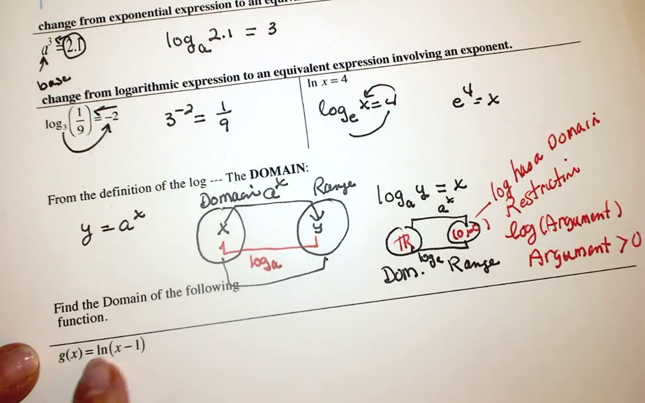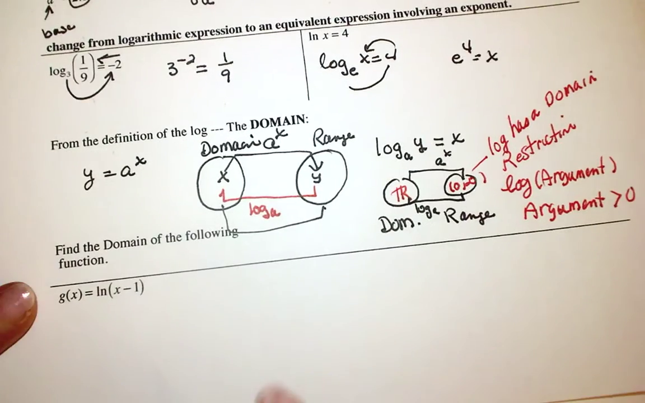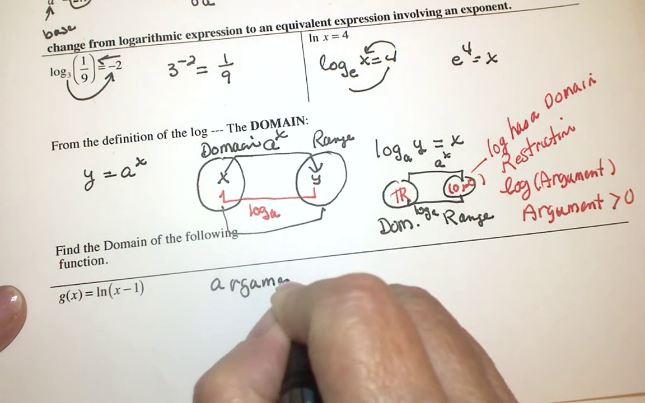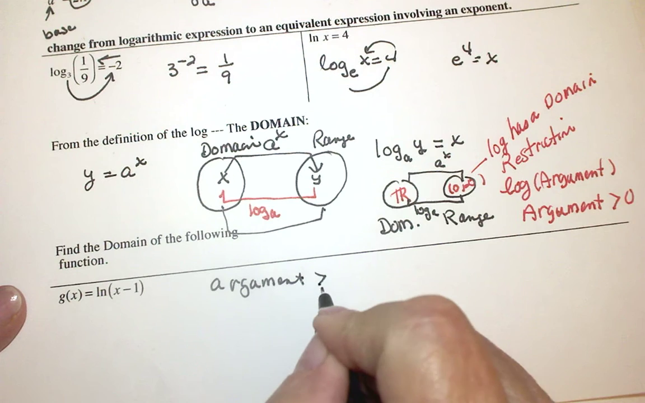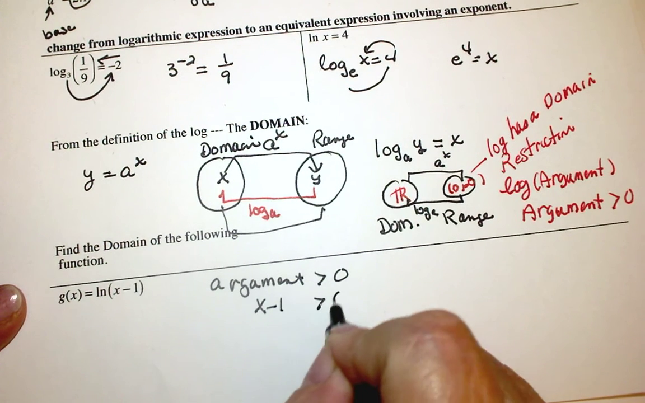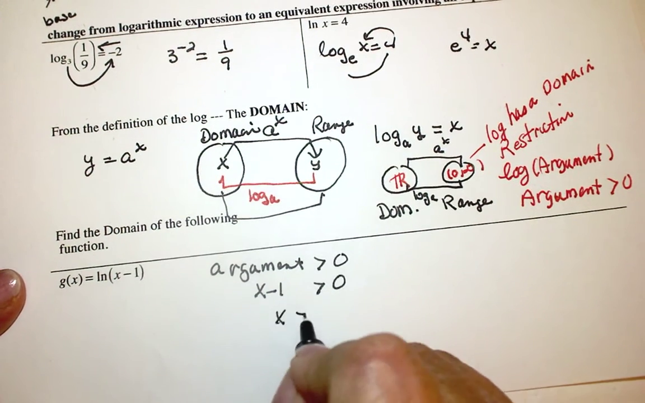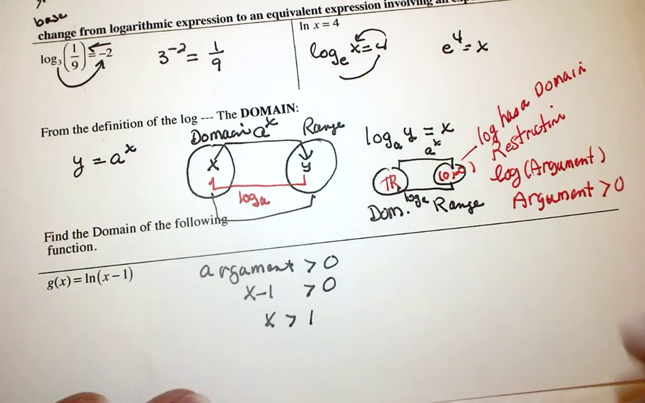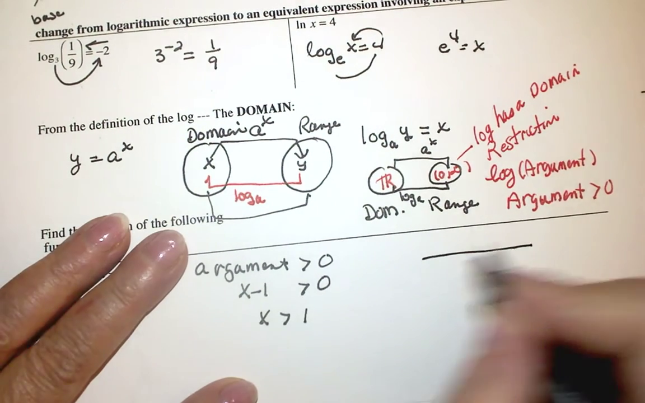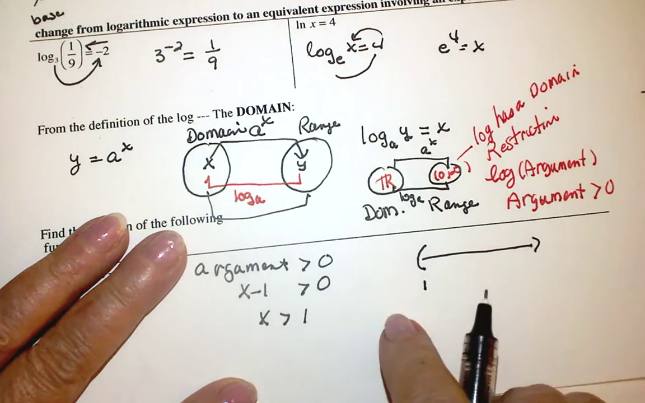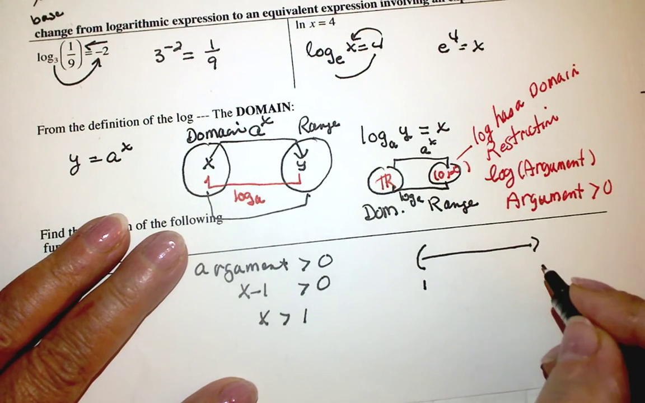So what would the domain of the natural log of x minus 1 be? Well, the argument must be greater than 0. The argument is x minus 1, which must be greater than 0, or x must be greater than 1. Now that means if I were doing this on a number line, my number line starts at, and does not include, 1, so it's 1 to infinity.